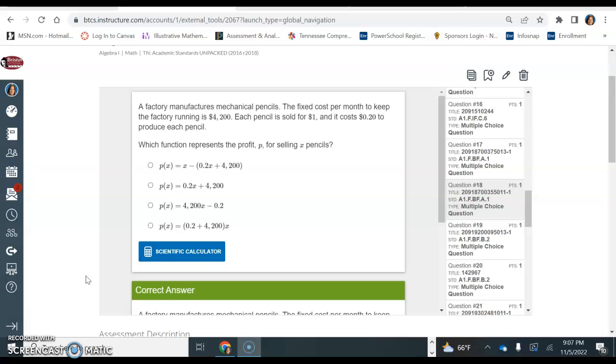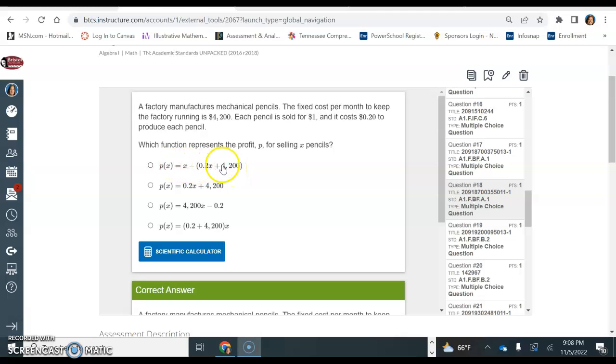All right, which function represents the profit P for selling x pencils? You can see all of these are in P of x. The very first one says 1 minus 20 cents, because x is selling the pencils. We already said that 1 minus 20 cents is 80 cents, but here it's written as 1 minus 20 cents. And this is in parentheses, so this negative would be distributed to this number here, negative 4,200. And we already said if it costs that much, that would be a negative. So this is probably the right answer.